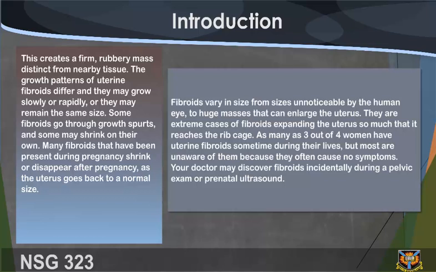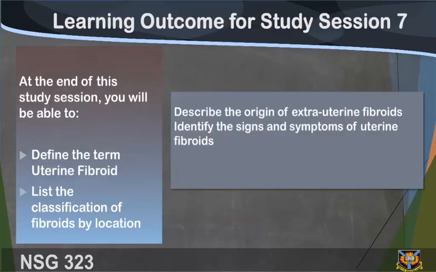As many as 3 out of 4 women have uterine fibroids sometime during their lives, but most are unaware of them because they often cause no symptoms. Your doctor may discover fibroids incidentally during a pelvic exam or prenatal ultrasound.